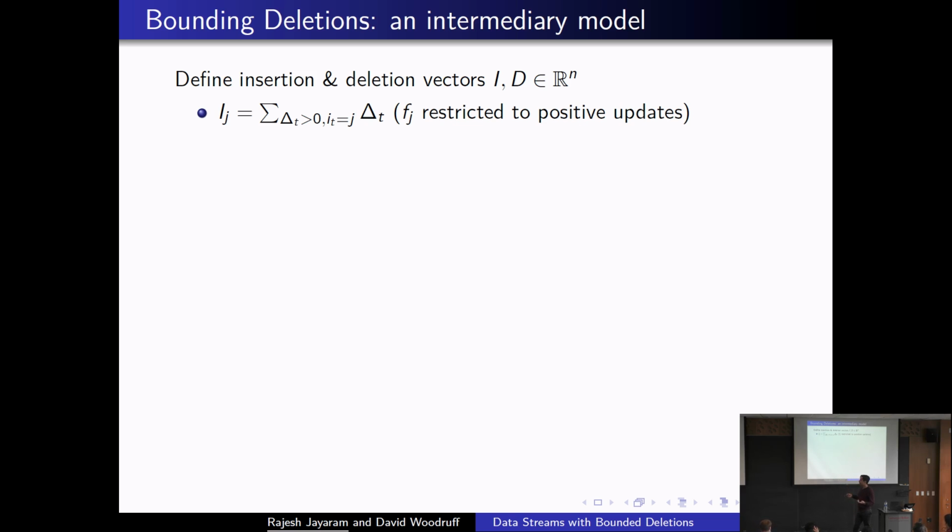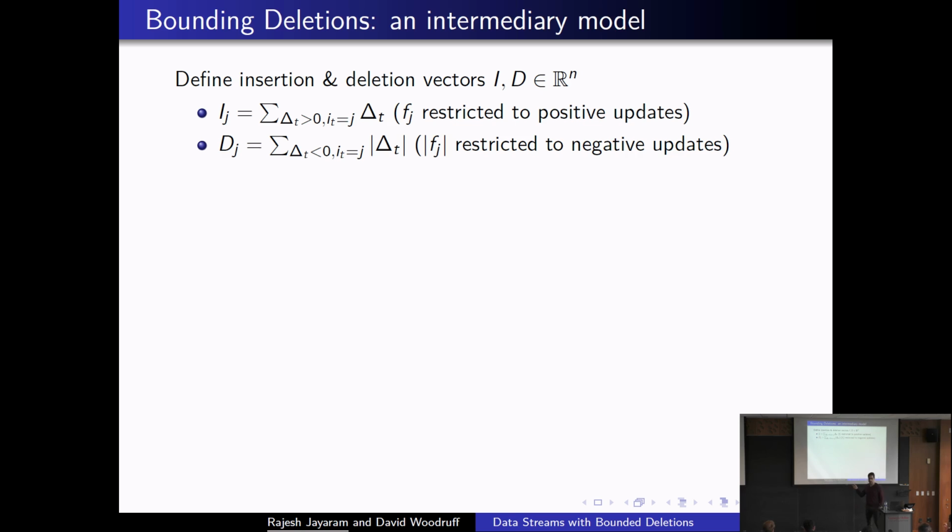So you can just introduce these two natural vectors, I and D, where I is the stream restricted to positive updates. So I_j is the sum of all the positive updates that were received to j, and D_j is the sum of all the negative updates that were given to j. But then you take absolute values so that these are both positive vectors. So then our frequency vector f is just the difference between these two things. It's a really natural way to define it.